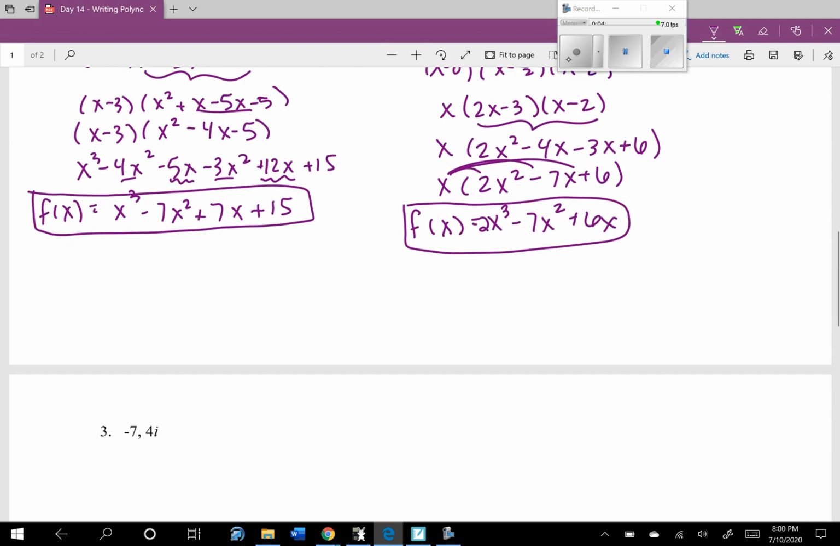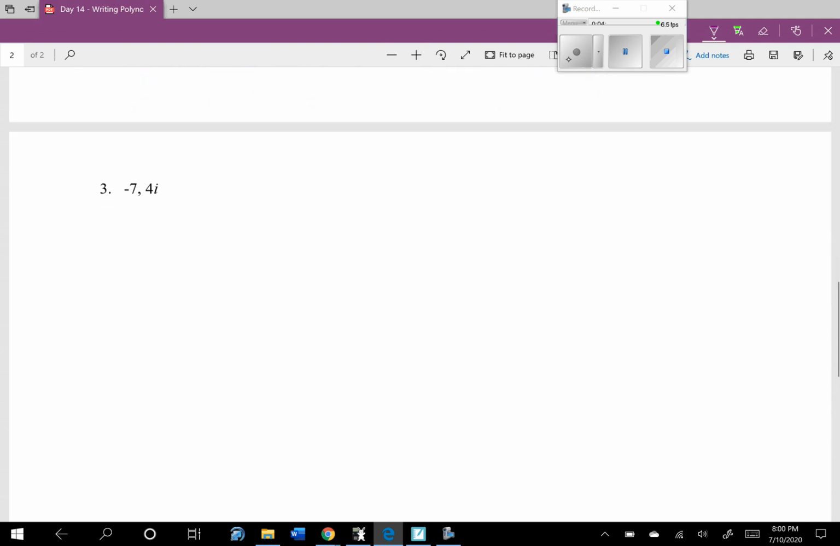Looking at the next one, remember that imaginary and irrational numbers come in complex conjugate pairs. So if you have 4i as a root, that means that you also need negative 4i as a root as well. Negative 7 is not an imaginary number, nor is it irrational. That's why we are not writing the conjugate pair. So for this would be x plus 7. And this root right here would be x minus 4i, and this root right here would be x plus 4i.